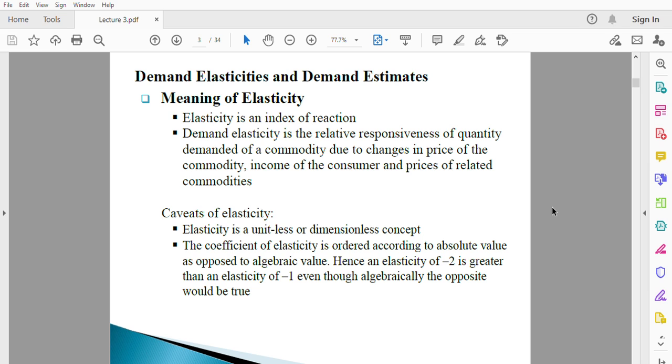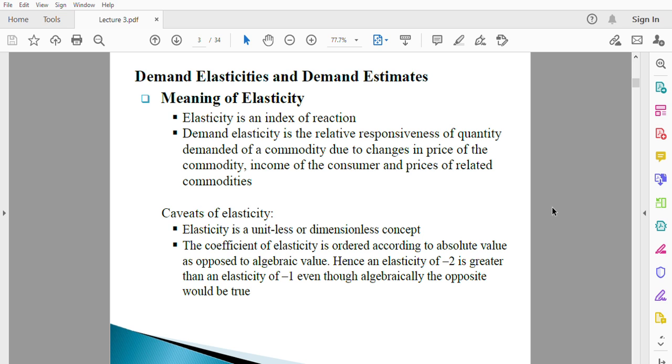Now there are two caveats of elasticity I would like us to take note of. The first is that elasticity is unitless or dimensionless. It's a dimensionless concept. That means it doesn't have any unit. As in price has a unit of currency, Ghana cedis, and tomato has a unit of, let me even use chocolate. We can have 3 boxes of chocolate and others, but for elasticity it is unitless. So when you calculate elasticity and you get 2, the answer is 2. It doesn't have any units.